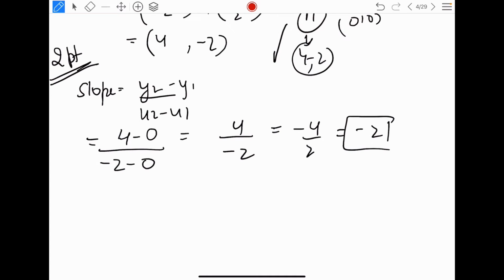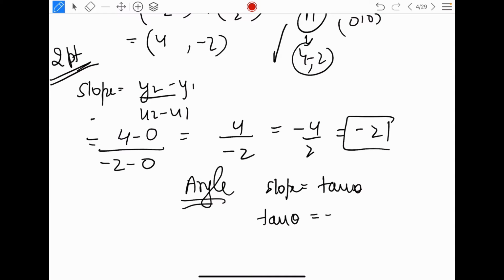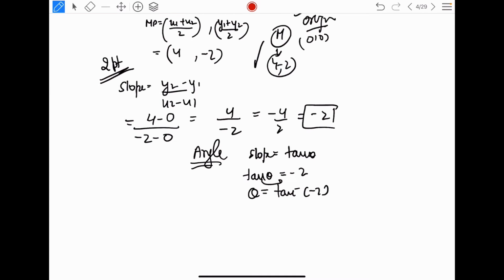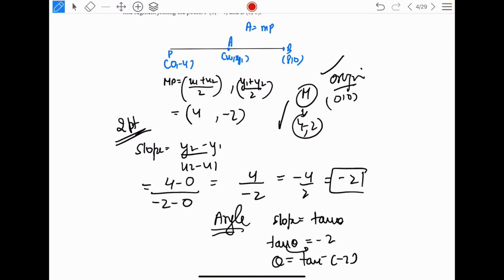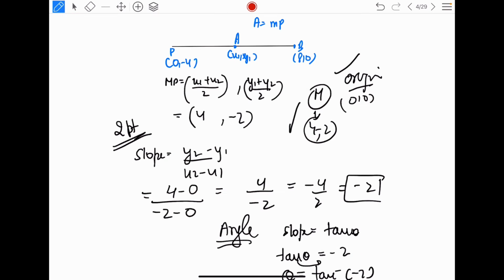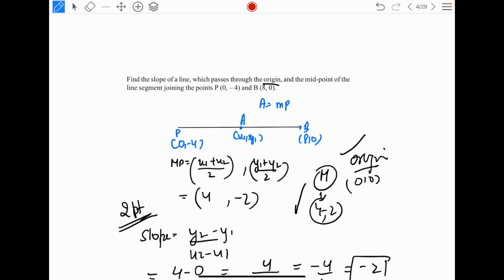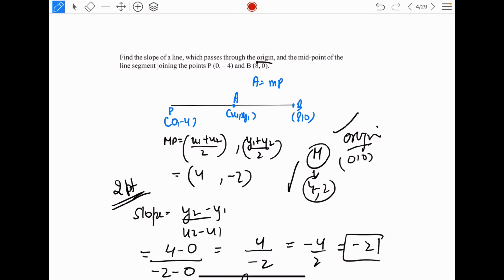Another thing to be remembered, sometimes from this question they can also ask the angle of the line, the angle of inclination, the angle between the x-axis and the line. You already know that the slope is equal to tan theta. So tan theta is equal to minus 2. What is theta? Tan inverse minus 2. Whenever a trigonometric function goes from one side to the other, it becomes an inverse trigonometric function, and that's your answer. You don't need to evaluate this. Slope of a line always is tan theta. So whenever the angle is asked, first find the slope and then put tan theta equal to the slope, and from that you get the angle. So this was the question on 2-point form.